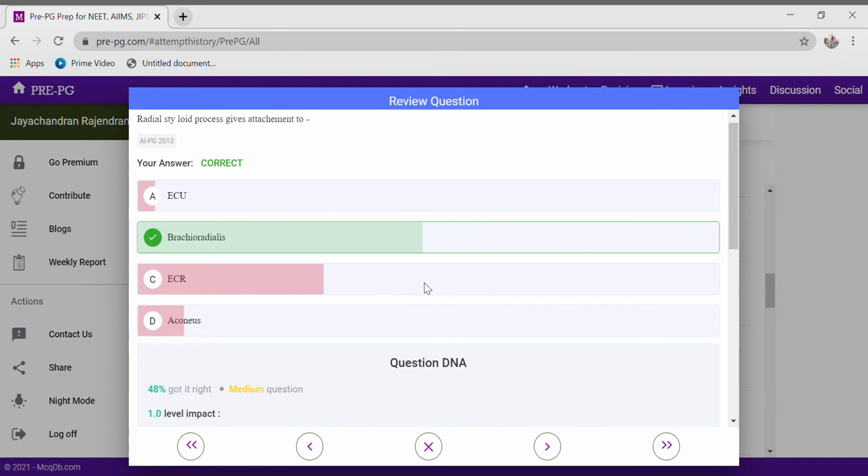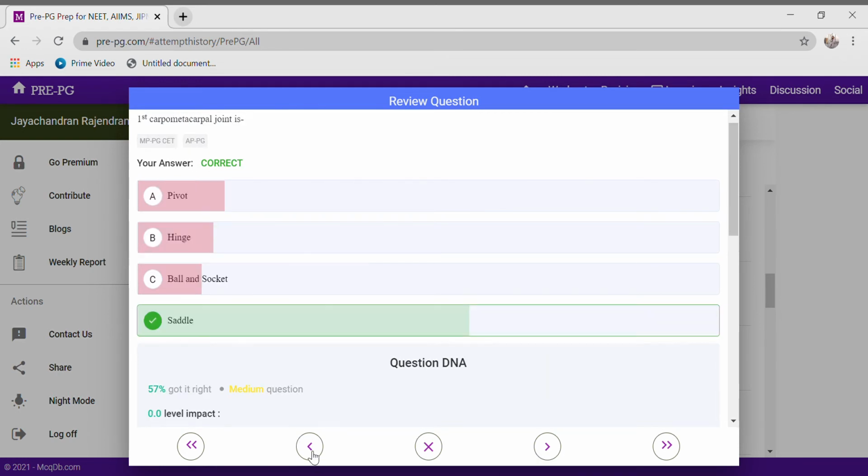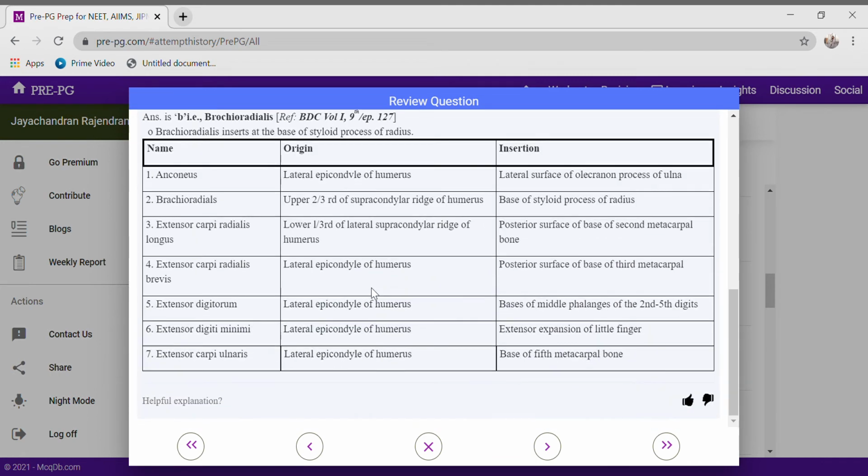So next is the question about the radial styloid process. You have to remember these are the extensor compartment muscles, and their origin and insertion have been given. Anconeus gets its origin at the lateral epicondyle of the humerus, and is inserted at the olecranon process of the ulna, whereas brachioradialis is only at the styloid process of the radius.